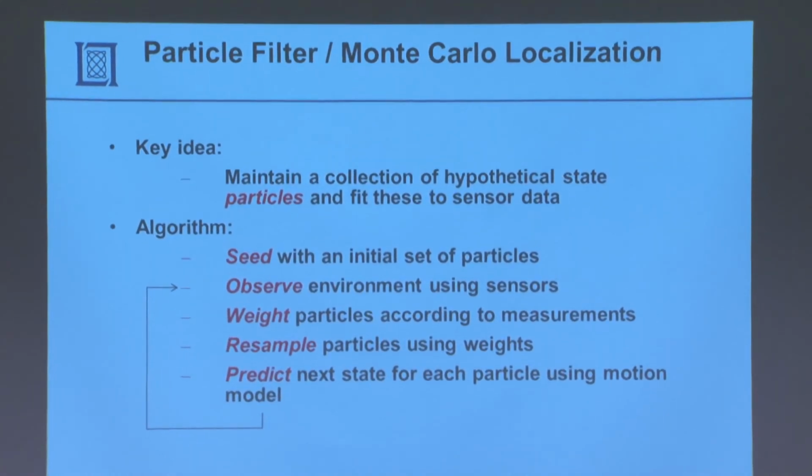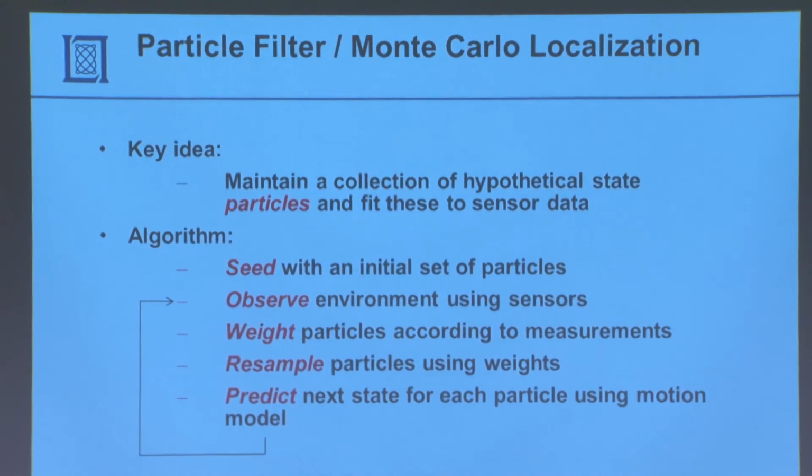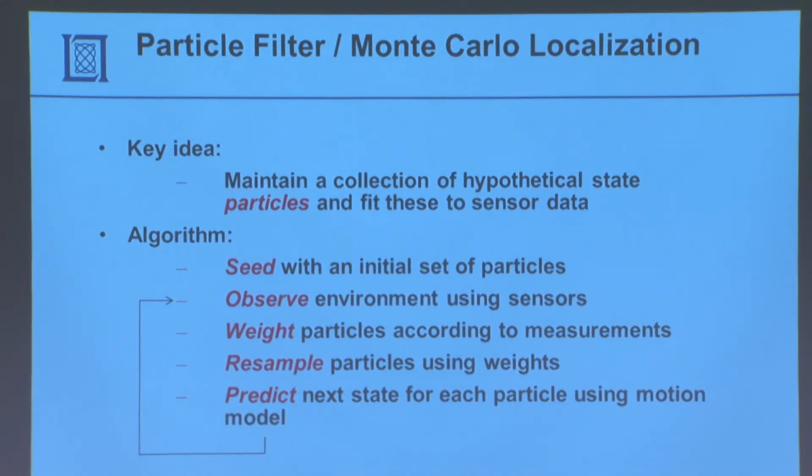So the idea is we're going to use this large collection of hypotheses, track them over time, reinforce the hypotheses where there's a strong agreement between the sensor measurements and the assumed position of the particle, and weaken the ones that do not, and repeat this process over and over again in order to track our position over time. So the algorithm is, and we'll show this in a couple more slides here.